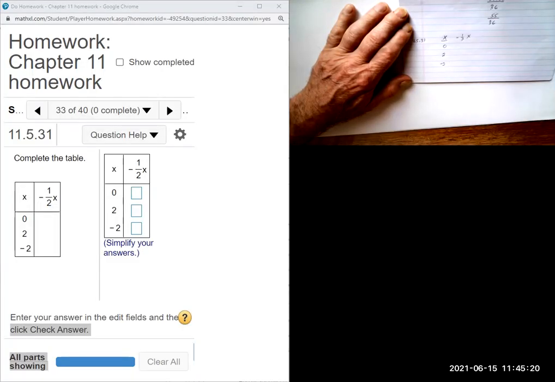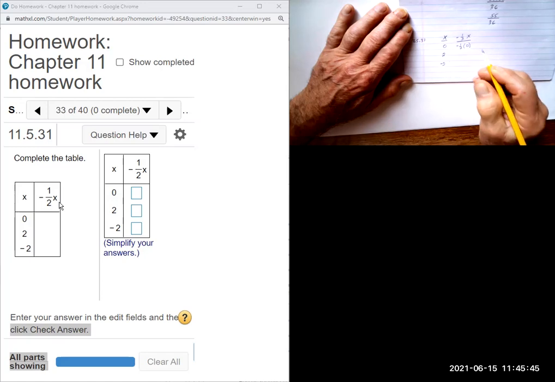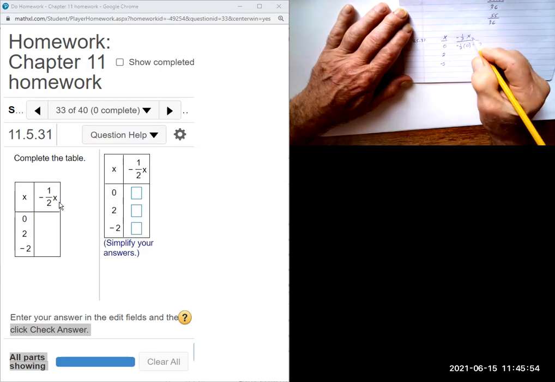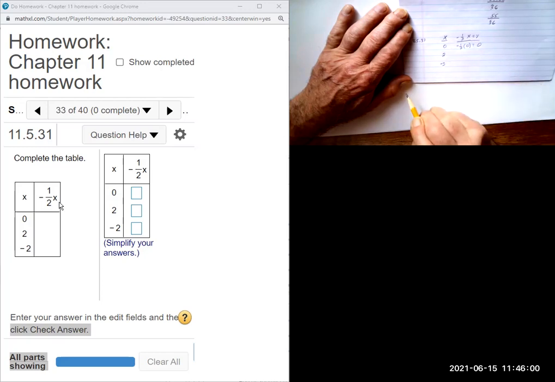This problem is preparing us for a later chapter on graphing. We're given choices for x. X could either be 0, 2, or -2. And we're asked to calculate the value of -1/2 x for each of those x values. So what we need to do is, in the expression -1/2 x, replace the x by a 0. And if we do that, we could do the calculation. The answer is 0. In a later chapter, this -1/2 x would be called the y value. So if x is 0, y happens to be 0.